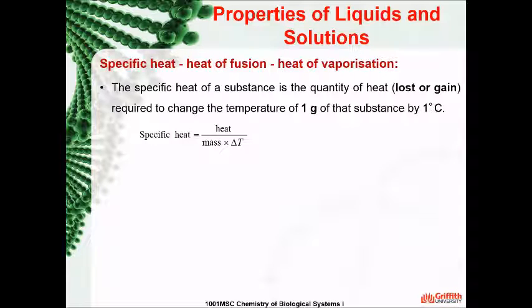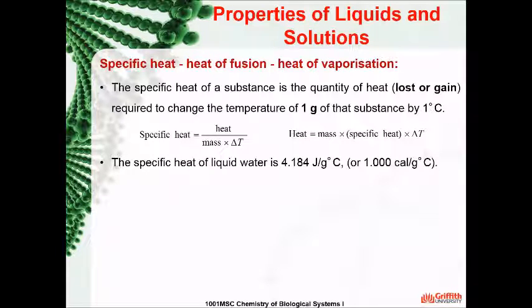From the definition, we can see that the specific heat can be calculated by the following formula. Specific heat is equal to heat over mass multiplied by delta T, where delta T is the change in temperature. If we rearrange the equation, we can then calculate the heat required to change the temperature of a certain substance. Heat equals mass multiplied by specific heat multiplied by delta T.